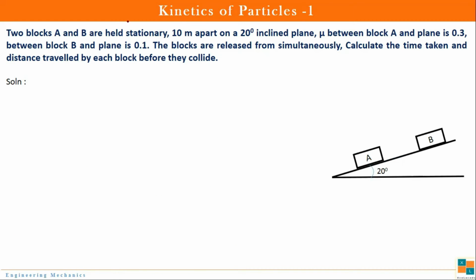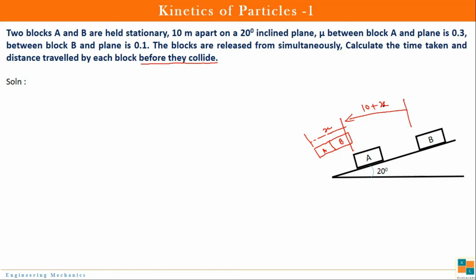Now in the question, it is asked what is the time and the distance traveled by each block before they collide. So let us assume that this block A and B collide each other at a distance of x from this point. That means if A is traveling a distance of x, B will travel a distance of 10 plus x, because it is given that the distance between A and B is 10 meters.